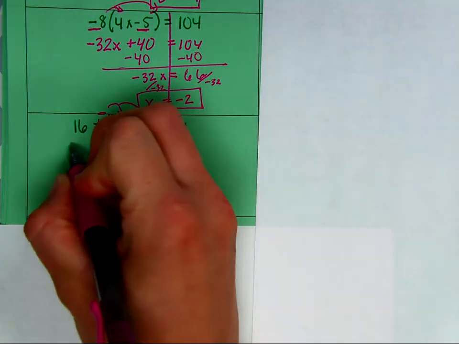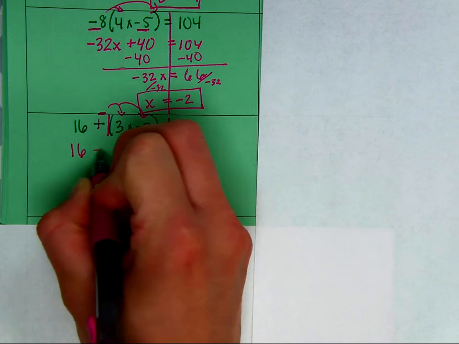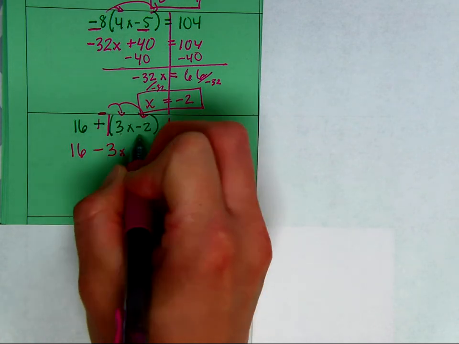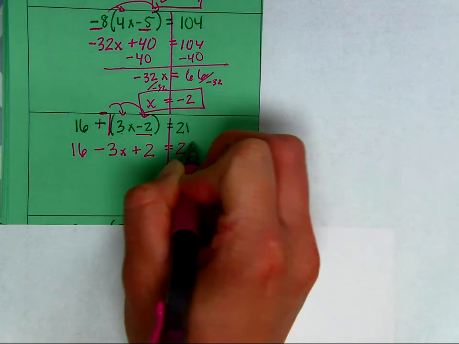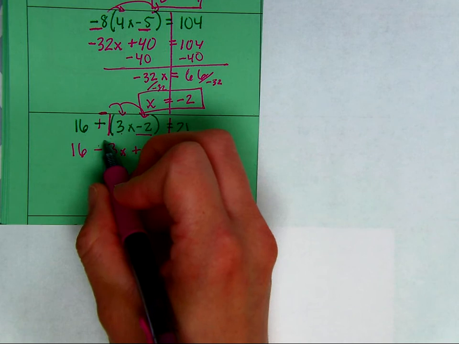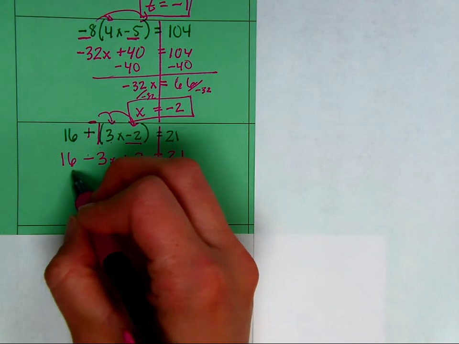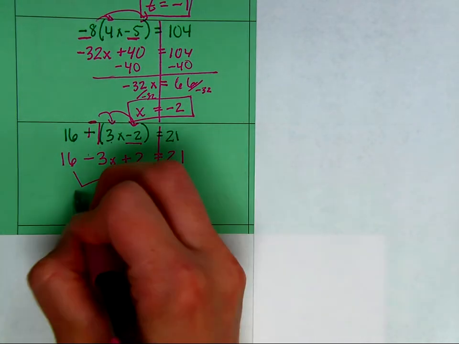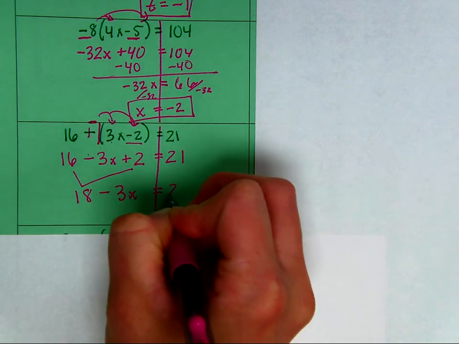So my 16 comes down, and negative 1 times 3 is a negative 3. Negative 1 times a negative 2 is a positive 2. And then I still have my 21. Now again, if you like to write plus a negative, that's fine. I just like using subtraction. So then I have like terms to combine. Those are both positives. That makes 18 minus 3x equals 21.